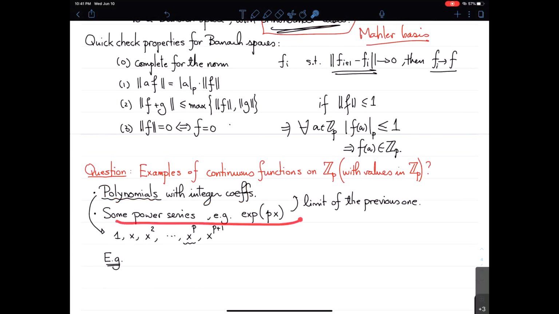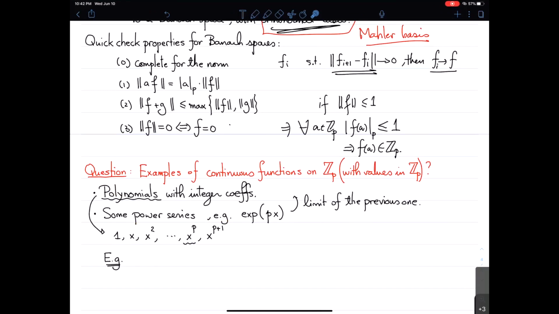And some power series, for example, the exponential, but no, like that. Of course, they take values in Z_p. But if you think about it, this is really kind of a limit of these sort of polynomials. So maybe I'll stick with the polynomials, those are somehow relatively easier. And of course, polynomials are a linear combination of these sort of powers. Great. So those are fine.